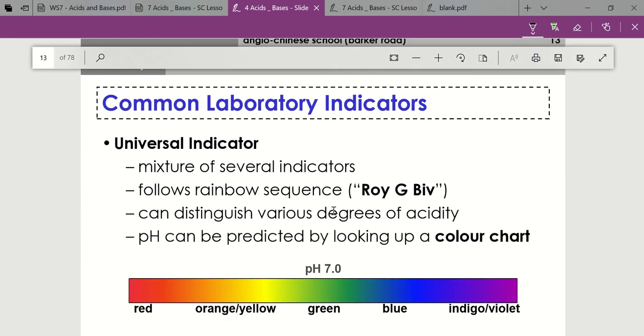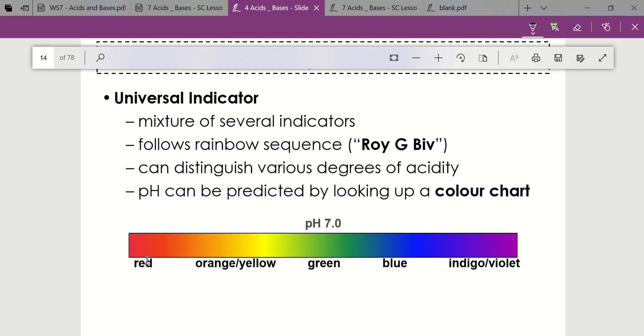For universal indicator, we have seen last year that it follows the rainbow color sequence. So please memorize your rainbow colors again. You can use your Roy G. Biv. And please note that green is for pH 7. And how do we use a universal indicator is that the colors must be compared to a color chart. So that's where we match and come up with the rough pH value for that solution.